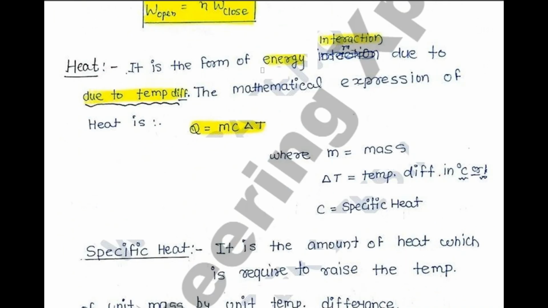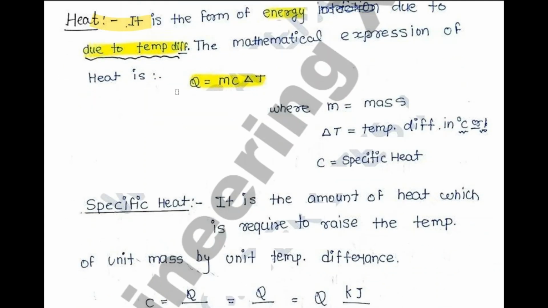So yeah, let's discuss the heat. Heat is the form of energy interaction due to temperature difference. Here the driving force is the temperature difference, and the mathematical expression is like this, where m is mass, delta T is the driving force or the temperature difference, and C is the specific heat.